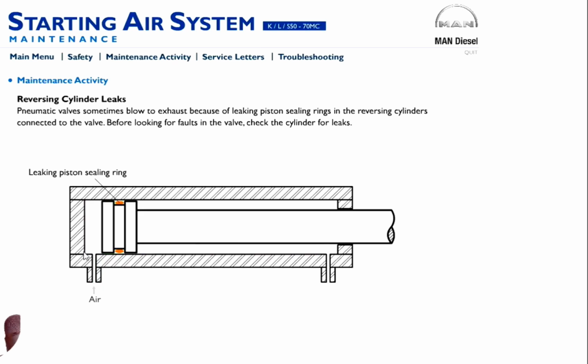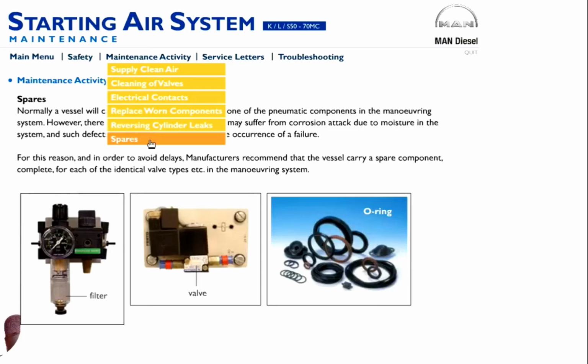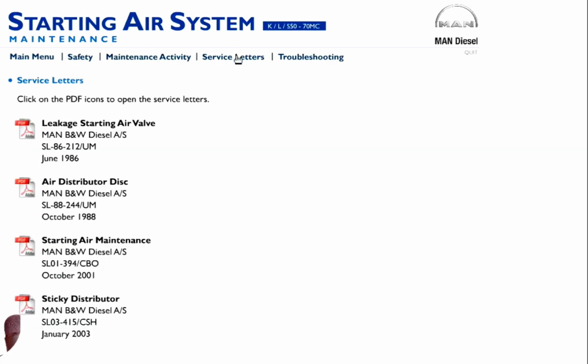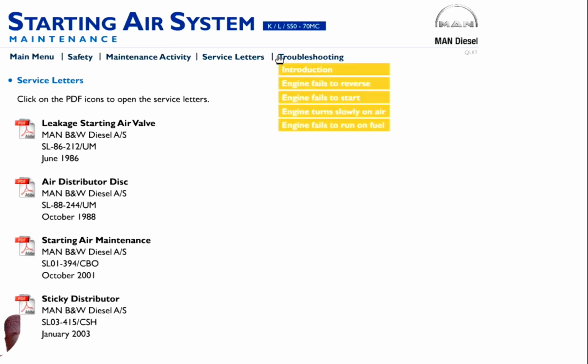Okay, this is what you have if you have a leaking piston sealing ring. As you can see, the air passes to the other side and blows from the exhaust here. These are the spares, which you always need to have in case there is some problem. Also, there are some service letters, but we will not read them. They describe exactly some problems that some ships have faced.